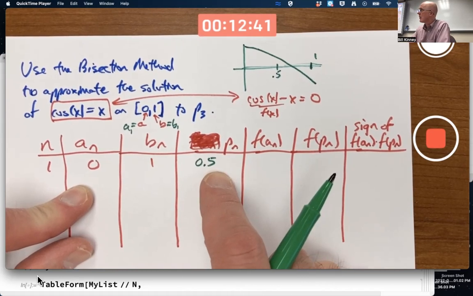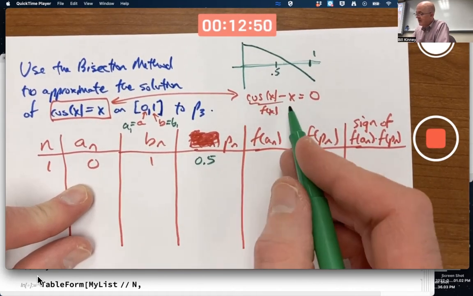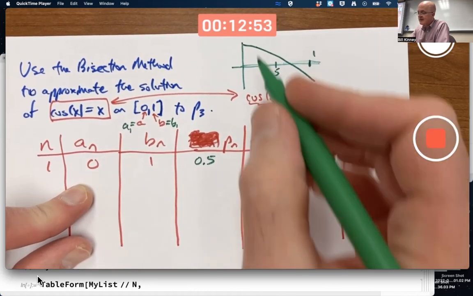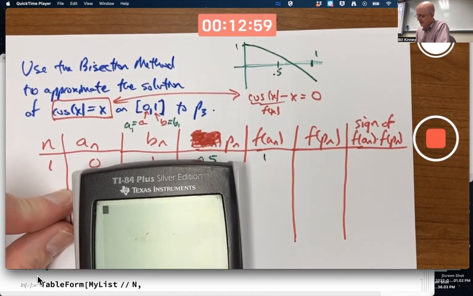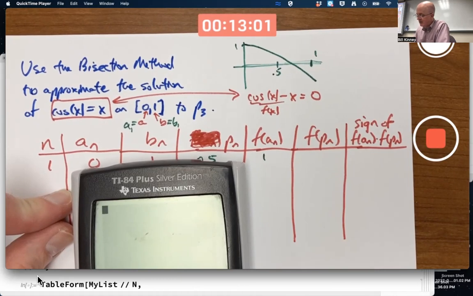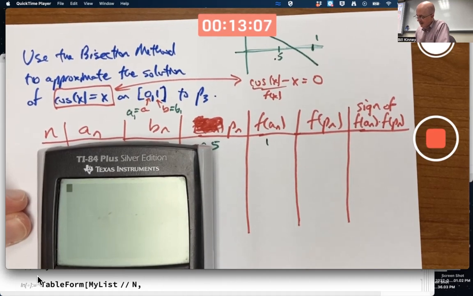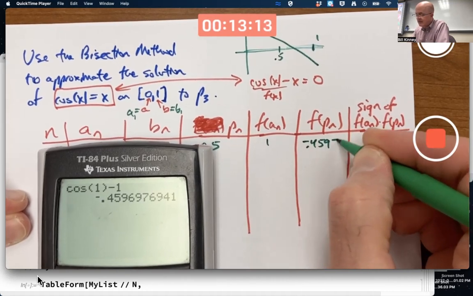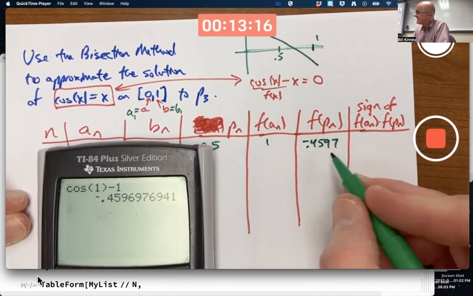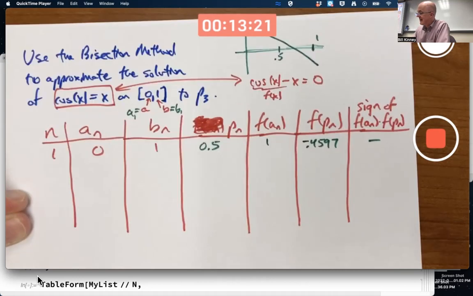Okay, we're not going to really worry too much about the programming, though I will show you a couple of programs today. F of A1, that'll be f of 0. Cosine of 0 minus 0 is 1. This value right there is 1. And then f of 1, okay, go ahead and use your calculator. Let's make sure you're in radian mode. We are in radian mode. That's the default assumption with trig functions. Cosine of 1 minus 1 is negative 0.4597. All we're really after is the sign of this product. It's negative. Go ahead and put a minus sign, or you could put a less than 0.